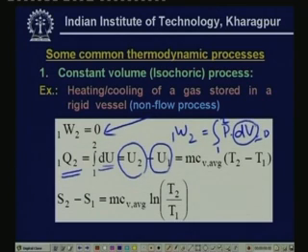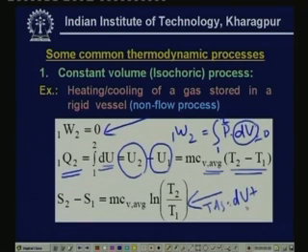And this can also be written in terms of the first TdS equation. If you remember, the first TdS equation is TdS equals du plus PdV, and PdV is 0 because there is no volume change. So TdS is simply equal to du, so ds is du by T. If you integrate this between states 1 and 2, you get that S2 minus S1 is mCv ln T2 by T1.